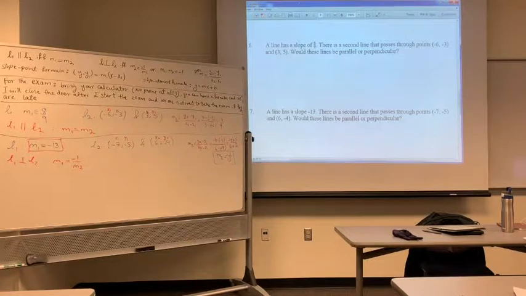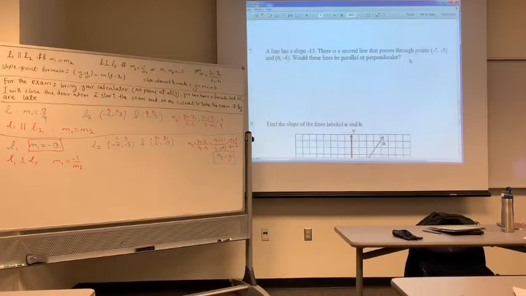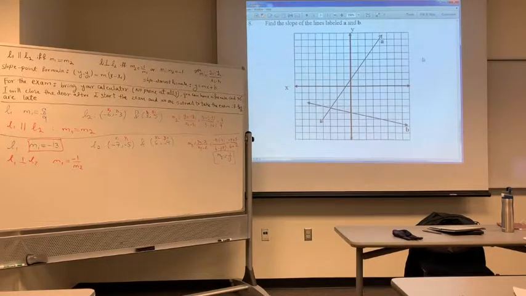Okay, so let's see what else we have. Can you find the slope of the lines labeled A and B? You will have a slope for line A, and you will have another slope for line B. So find a slope for each of these lines.